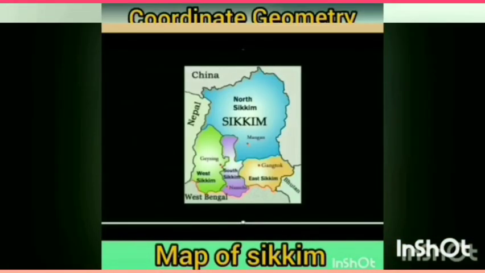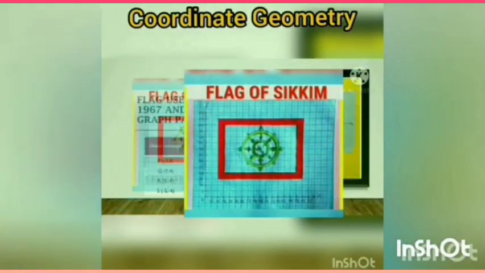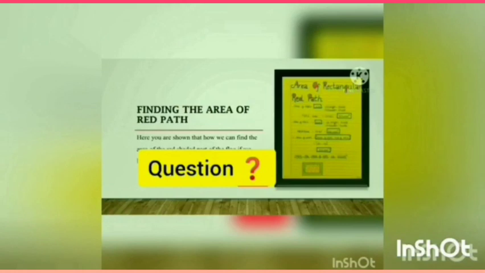Here is the map of Sikkim. Sikkim is the 22nd state of India. It's drawn on a graph paper. The outer rectangle PQRS is used for finding the area of the red path.